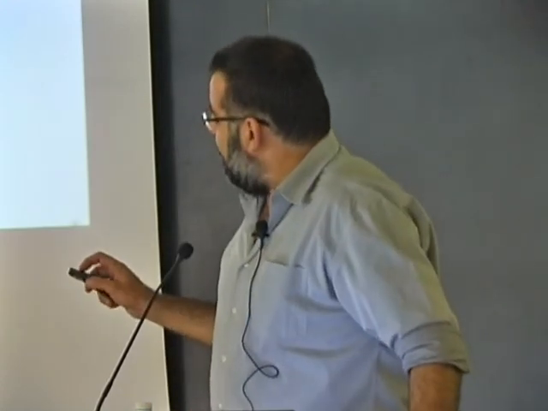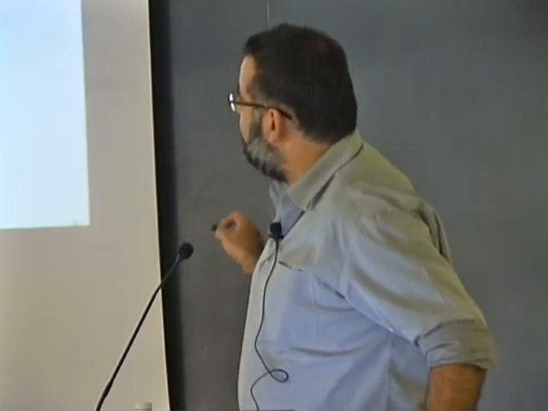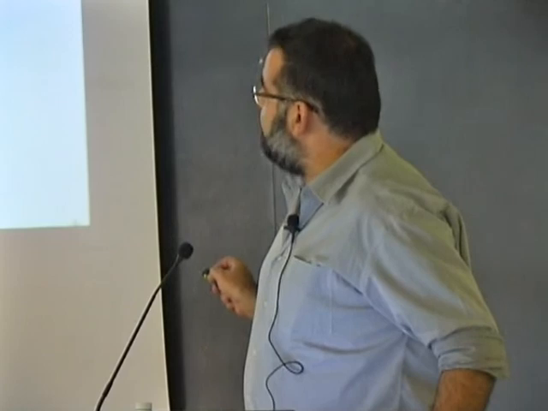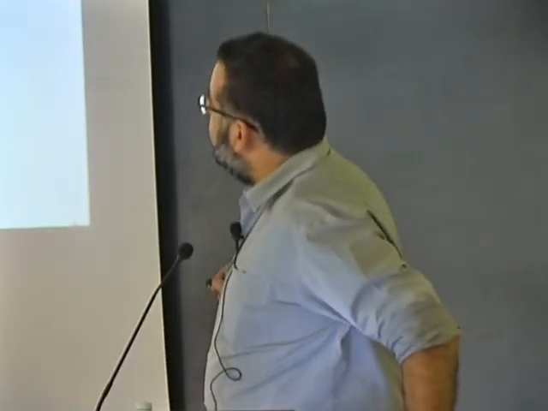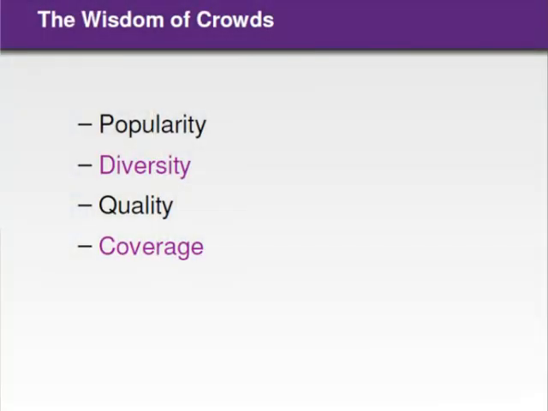So this is the head of the distribution. Most people are looking at here. And then you have diversity because of the long tail, many people watching other things. Quality, some people find the best stuff, some people create the best stuff. And then coverage, because of the long tail, you cover everything, all possible knowledge, all possible places in the city, and so on.